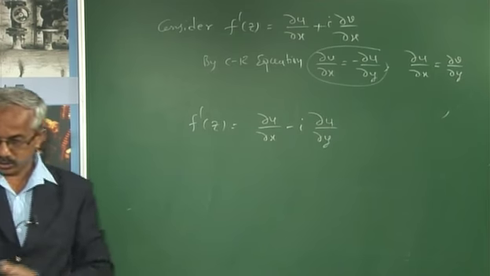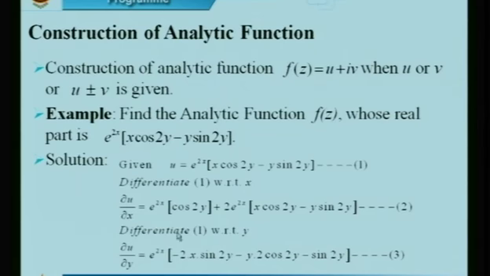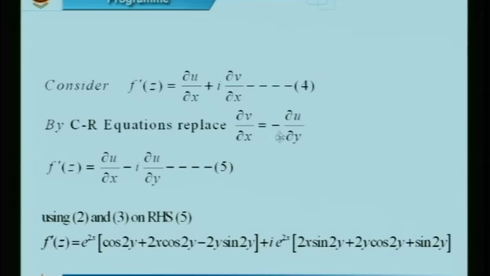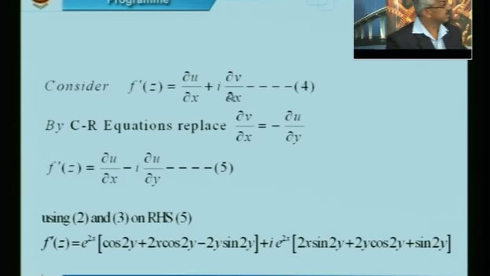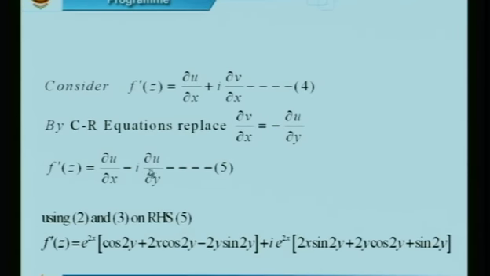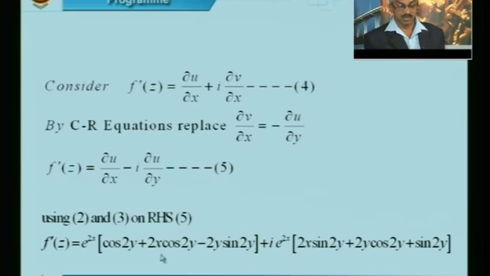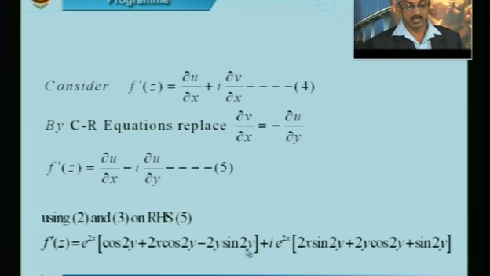From equations 2 and 3 we have dou u by dou x is equal to e power 2x cos 2y plus 2 into e power 2x x cos 2y minus y sin 2y. Then e power 2x I have taken as common factor, and you substitute this in the equation, dou u by dou x minus i into dou u by dou y. We get e power 2x cos 2y plus 2x cos 2y minus 2y sin 2y, plus i into e power 2x sin 2y plus 2y cos 2y plus sin 2y.